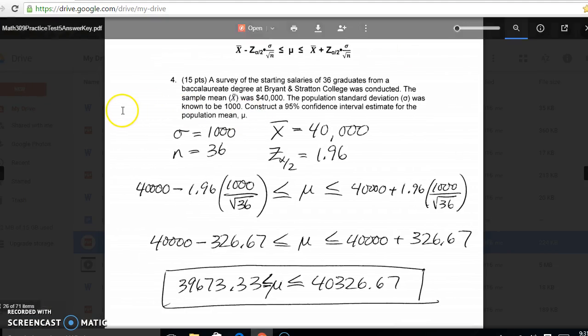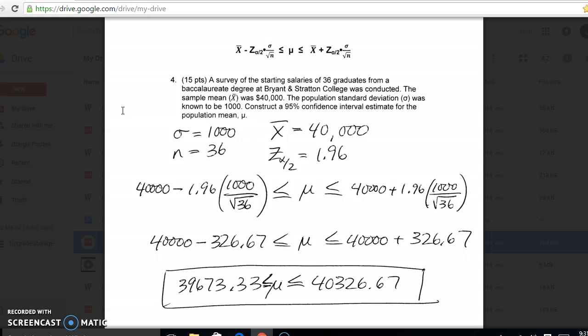Okay, so this is practice test number 5, problem number 4. And you have the same equation at the top of the page, a very similar problem to number 3. The difference here is that this is a word problem and the information is given to you in word form.